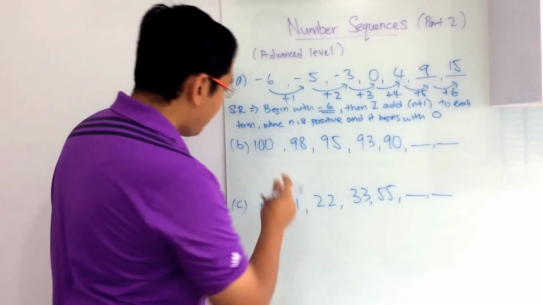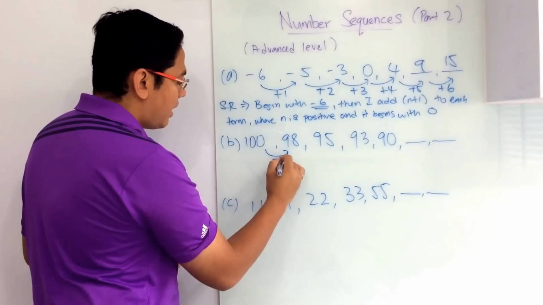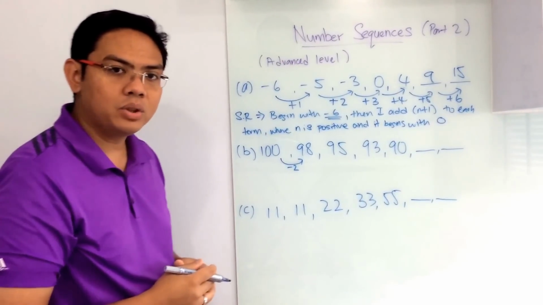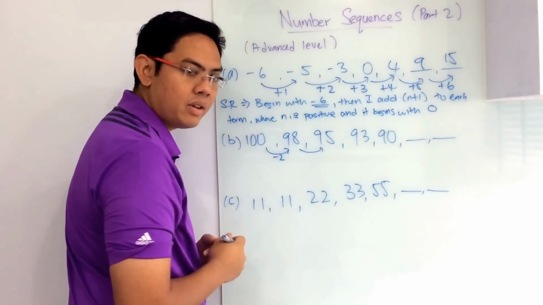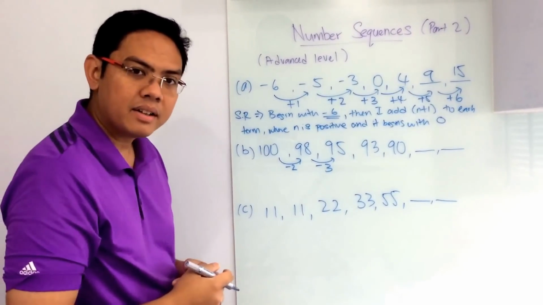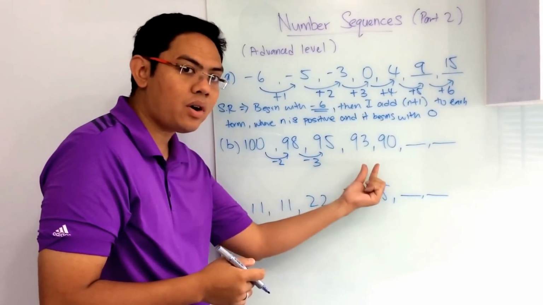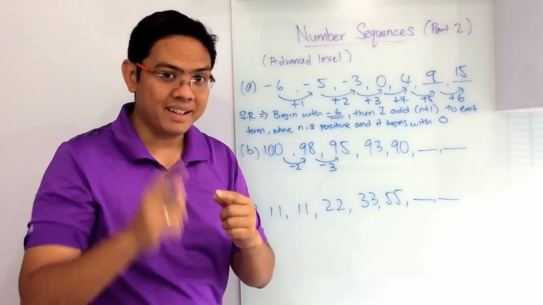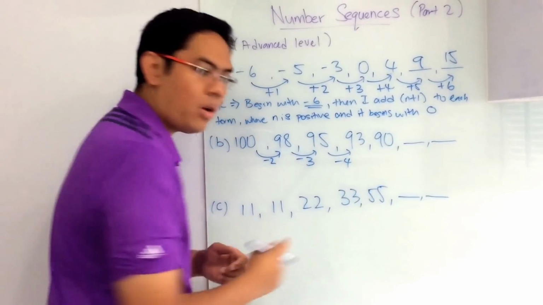Alright, so let's check. From 100 to 98, all of you can answer me. A difference of 2. But what happens when 98 to 95? There's a difference of 3. Right? So is it going like negative 2, negative 3, negative 4? That must be the first thing that comes to your mind. Let's check. Is it 95 to 93? Is it a negative 4?